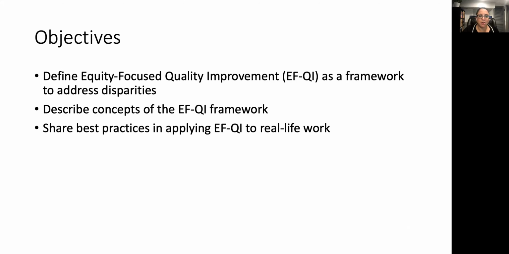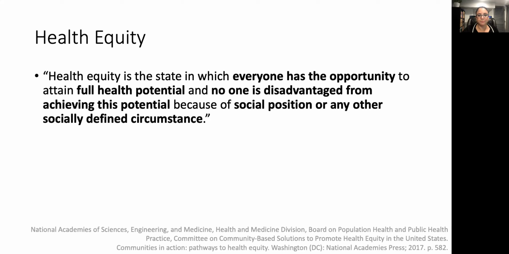So today, the objectives are to define equity-focused quality improvement as a framework to address disparities, describe concepts of the EFQI framework, and share best practices in applying EFQI to real-life work. To get us started, I wanted to share a definition of health equity. This was published by the National Academies, where they define health equity as the state in which everyone has the opportunity to attain full health potential and no one is disadvantaged from achieving this potential because of social position or any other socially defined circumstance.